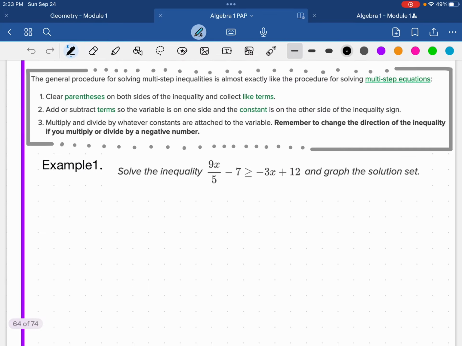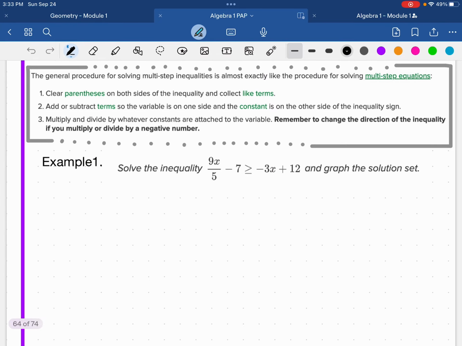Let's go ahead and get started with example 1. We're going to solve this inequality and graph its set of solutions. Remember, the first thing you're going to want to do is circle the inequality and draw your line through it, and your circle for your new inequality at the end. Let me try that one more time. There we go.